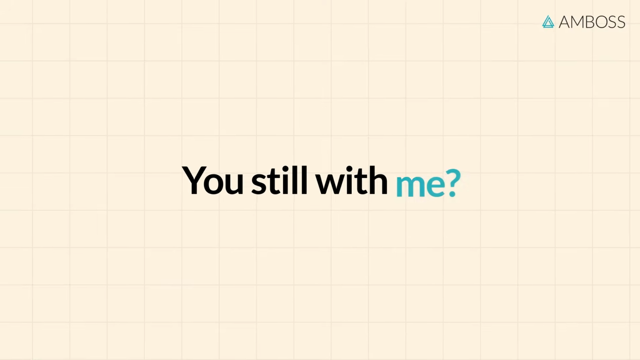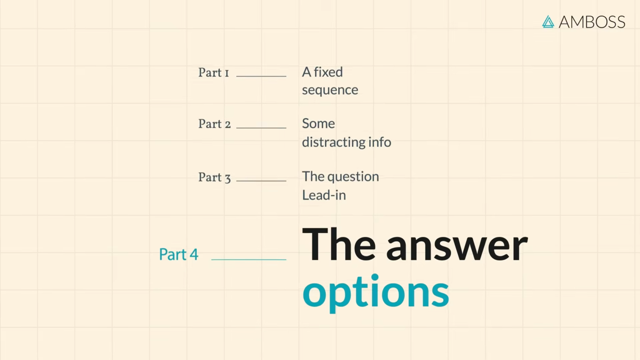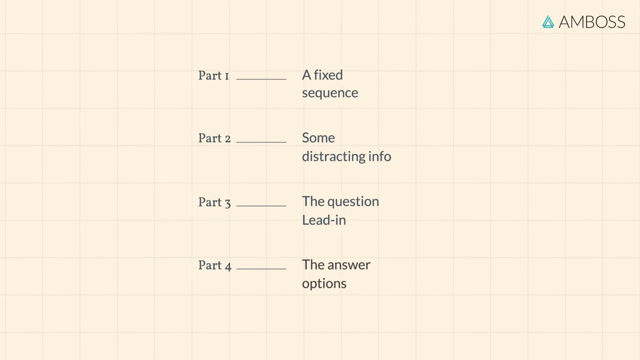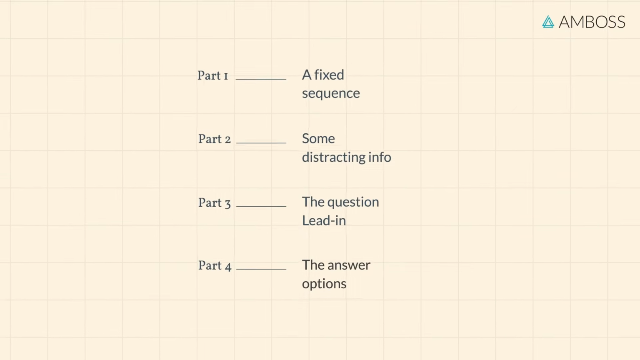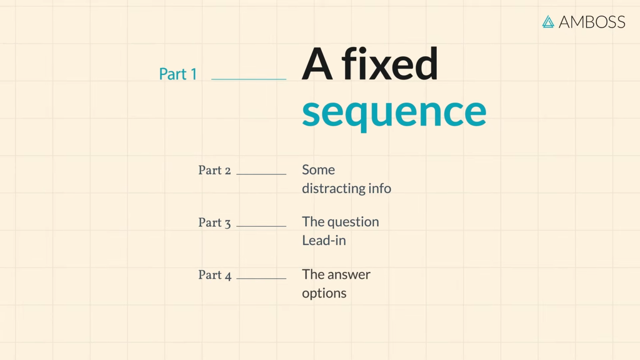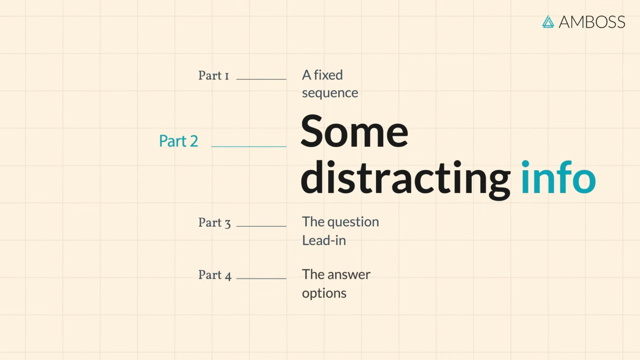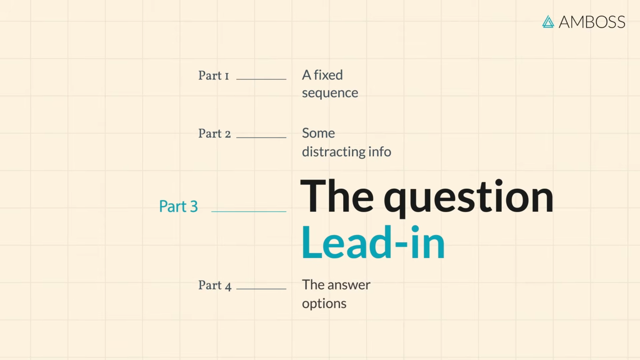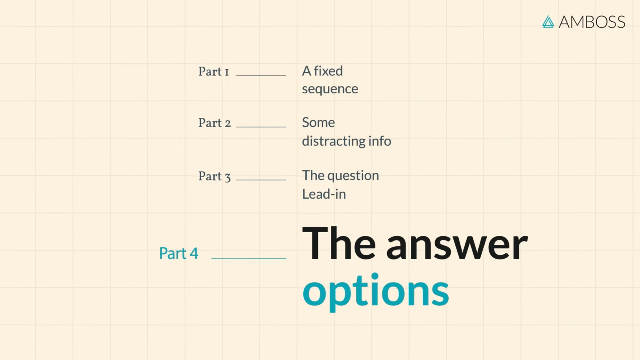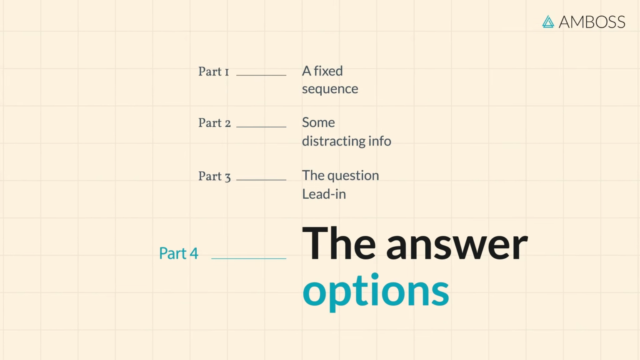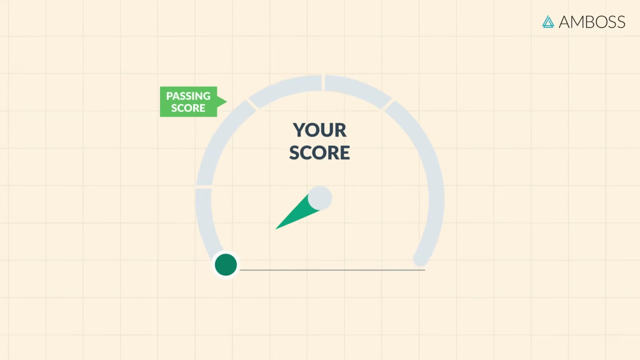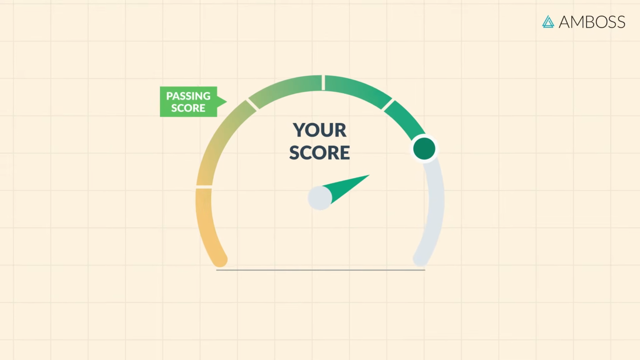So, you still with me? Nice! So, to wrap it all up, you need to keep these 4 basics in mind. Remember the fixed sequence of presenting information in a question. Develop a radar for picking out the distracting information. Read the lead-in first to know what to look for. And don't choose the first option that looks kinda correct. If you remember these, you're well on your way to becoming a pro question solver.